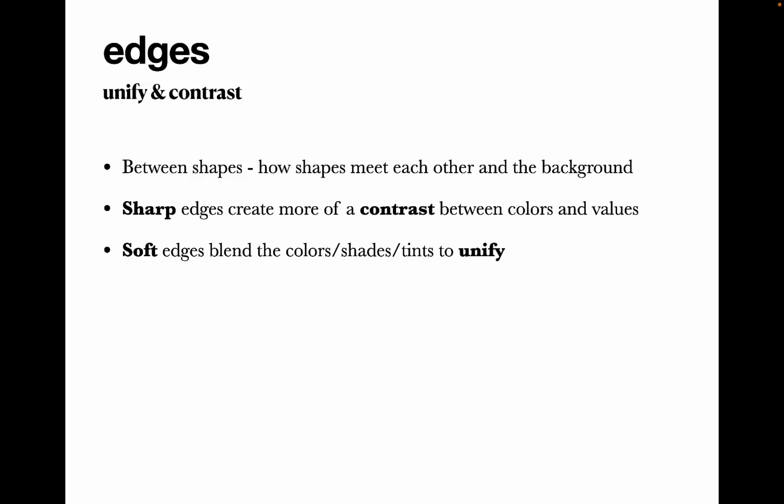All right. We're also going to work on edges in this project. So remember when we talked about unifying and contrasting things in previous projects, the edges are another way to unify and contrast different elements in your compositions. So the edges are just what is between the shapes, how shapes meet each other, and also how shapes connect to the background. So the edge between two shapes, or the edge between a shape and the background. And a sharp edge, something that's really defined, creates more contrast between colors and values, where a soft edge can be blended, and that can help to unify.